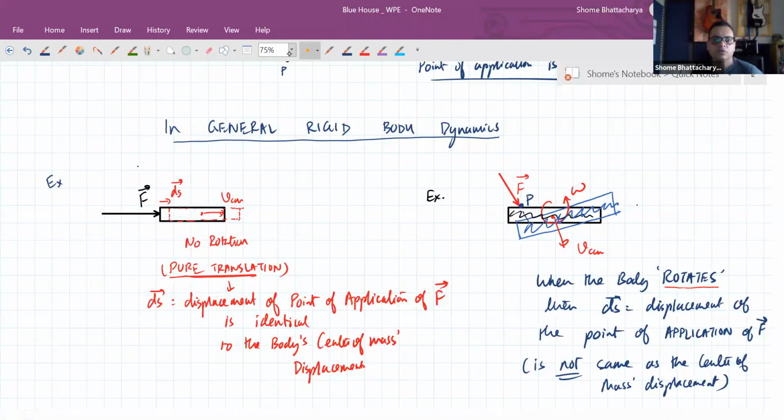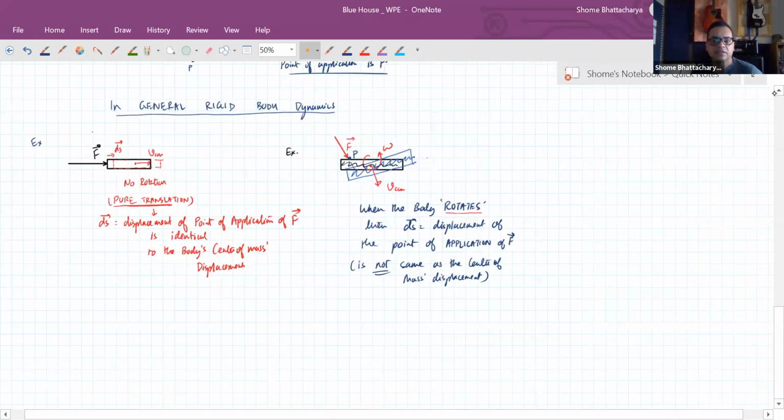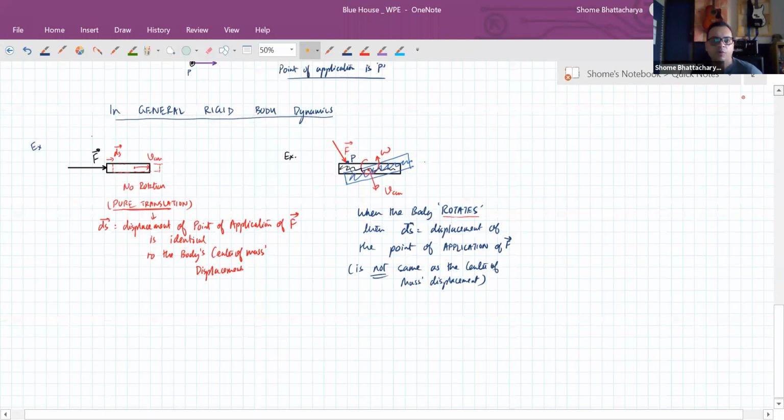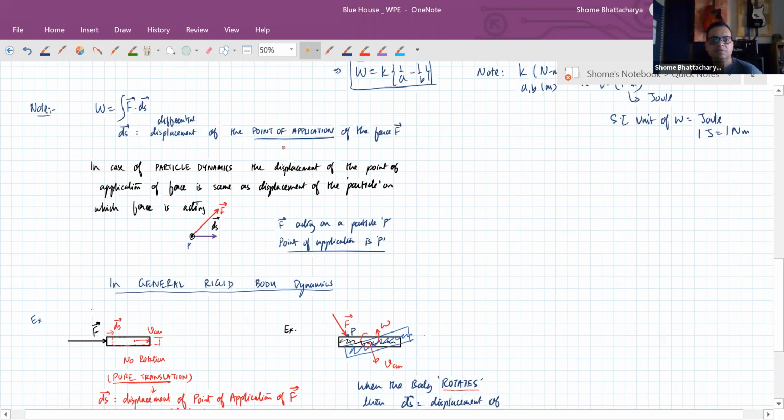So that is why it is very important, from the beginning, in our definition, to understand that in the f dot ds integration, in that definition of work done, ds is the displacement of the point of application of the force during a small time dt. Okay. Not the displacement of the center of mass of the body. If we are talking about particle dynamics, we can say that it is the displacement of the particle because it's one and the same. If we are talking about rigid body dynamics, then in general we cannot say that it is the same thing. It depends on whether the body is in pure translation or the body is also in a state of rotation.